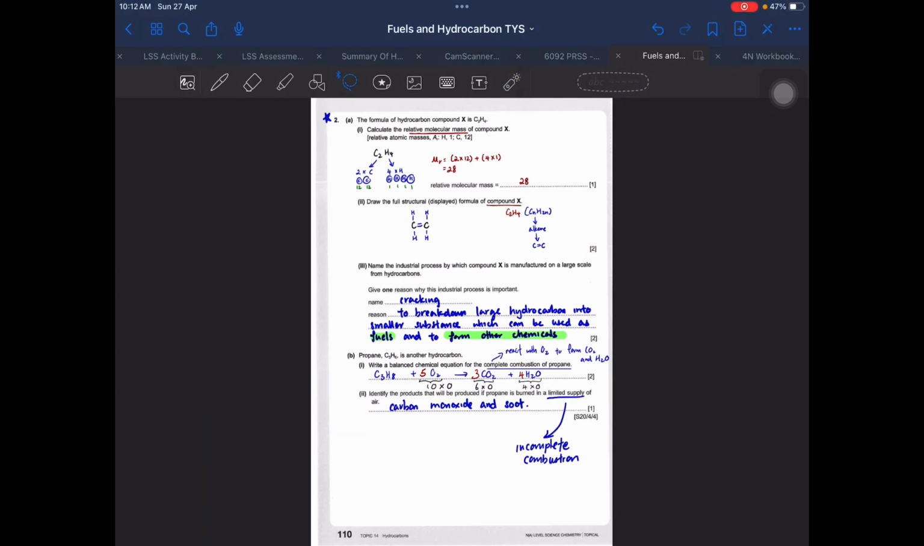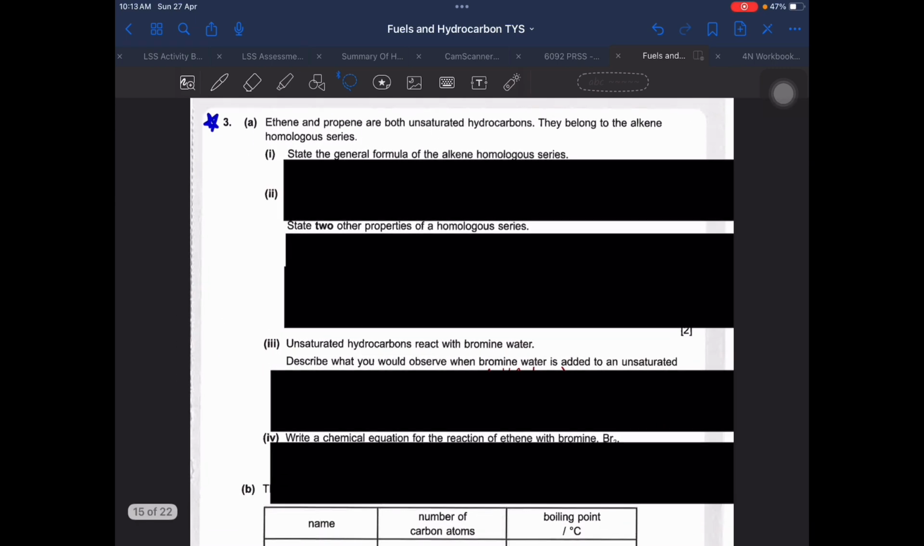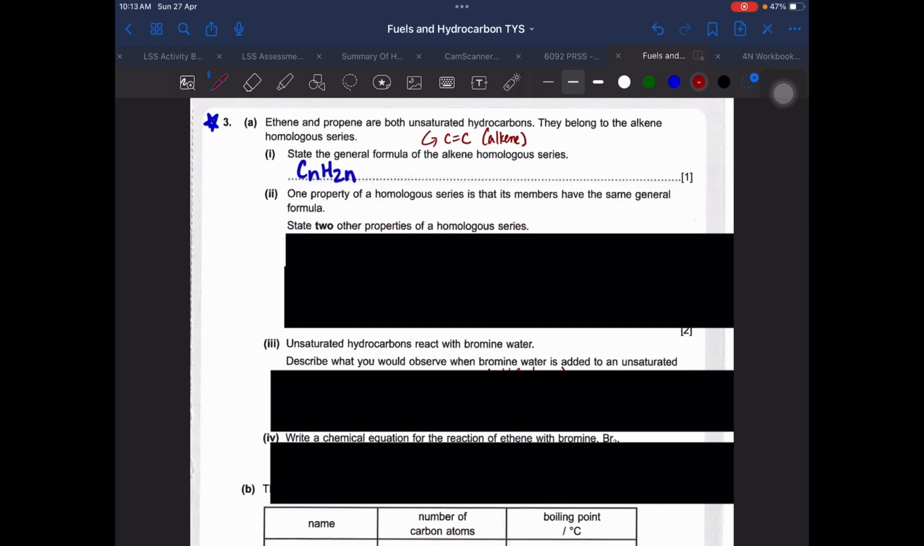So, on the next page of 111, we know that this question is now asking us about the chemicals called ethene as well as propene, which are our unsaturated hydrocarbons. Students, a quick recap: unsaturated means that there is a C=C double bond inside, and this is therefore our alkenes. The question starts off by asking what is the general formula of the alkene homologous series. Alkene will be CnH2n.